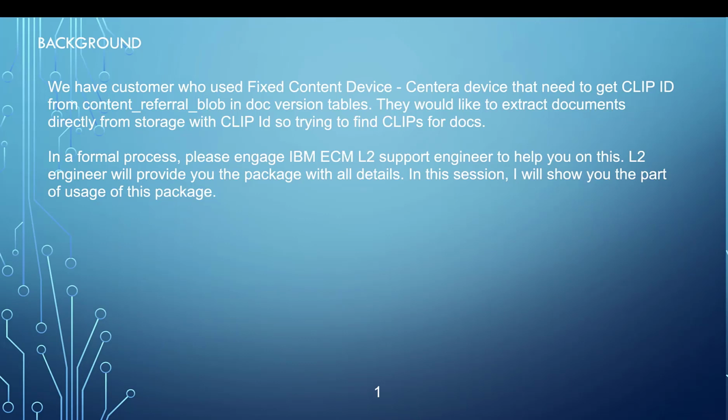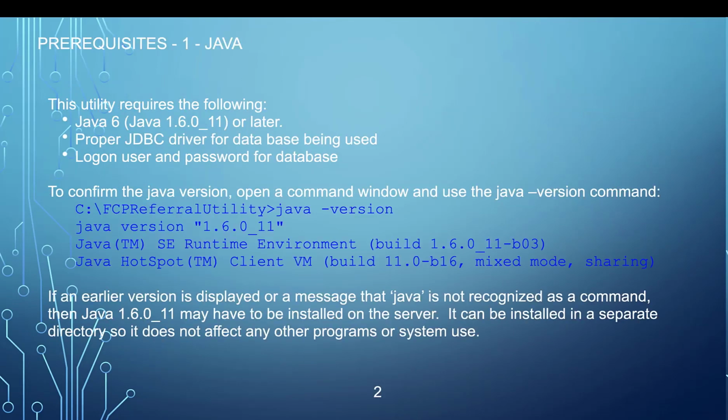In a formal process, please engage an IBM ECM Level 2 support engineer to help you on this. The Level 2 engineer will provide you a package with all details. In this session, I will show you part of the usage of this package. This utility requires the following: Java 6 or later, a JDBC driver for the database, and a DB login username and password.